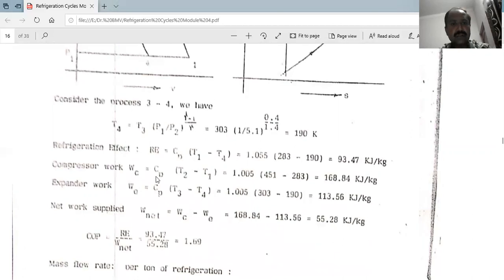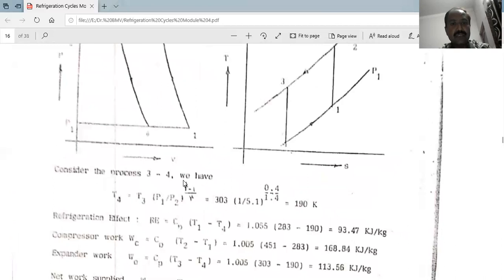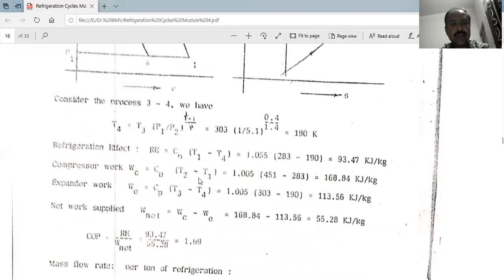Then the compressor work WC is equal to Cp into (T2 minus T1), the isentropic compression in the process 1 to 2. That is the Cp value 1.005 into (451 minus 283). It becomes 168.84 kilojoules per kg.